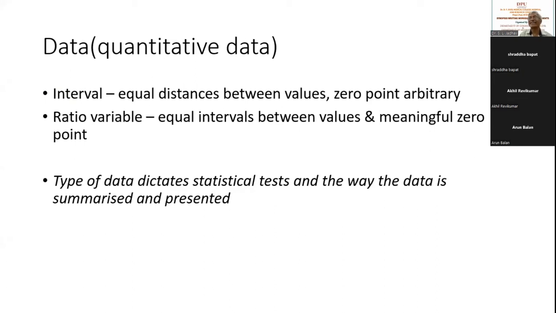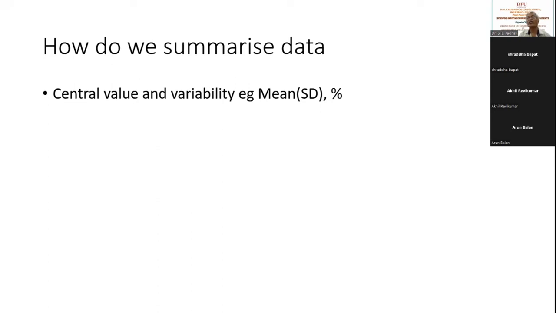Now let's come to the next, quantitative data, where you are measuring. I am measuring actual blood pressure. That is quantitative data. Okay, interval and ratio scale, you don't bother too much about it. The type of data dictates the statistical test and the way the data is going to be summarized and presented. So that is what you have to remember. So the first thing that you should do is ask what is the type of data. So that is what you should remember. How do we summarize data? Central value and variability, that is mean and SD.